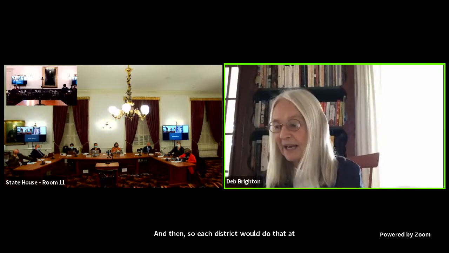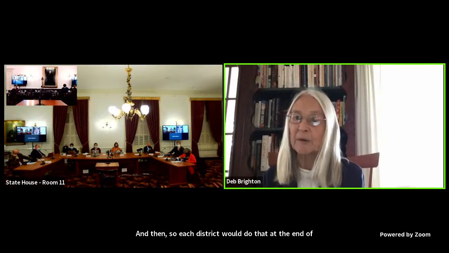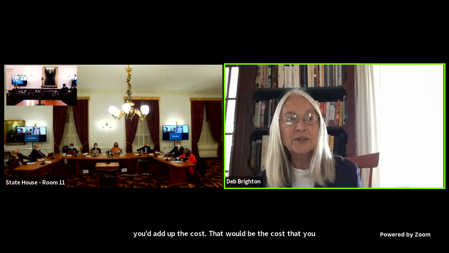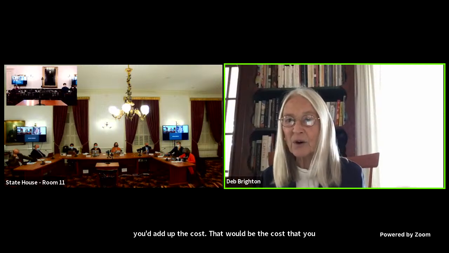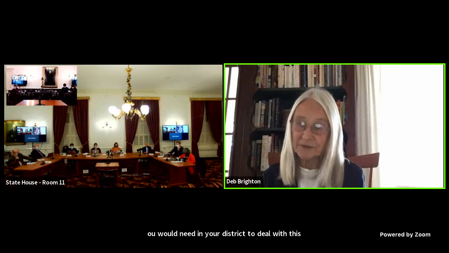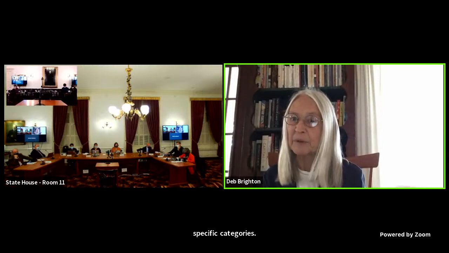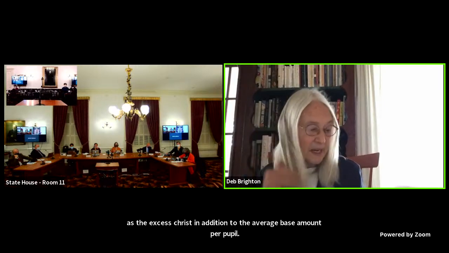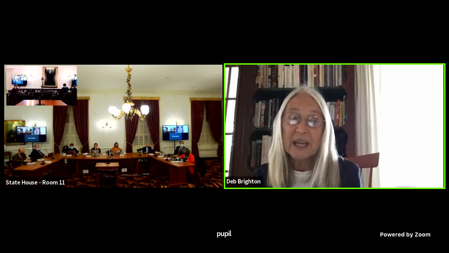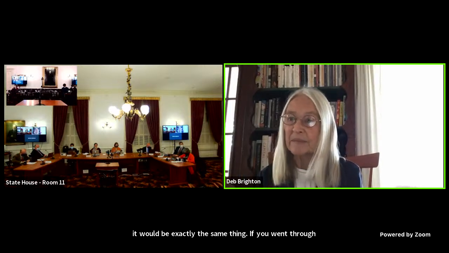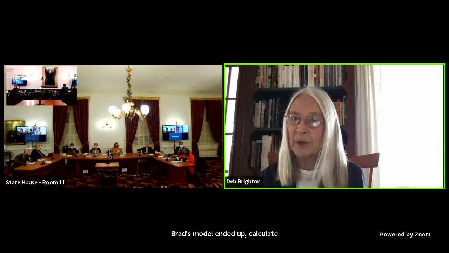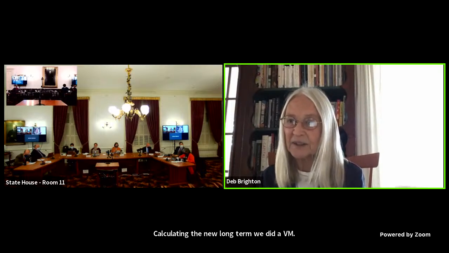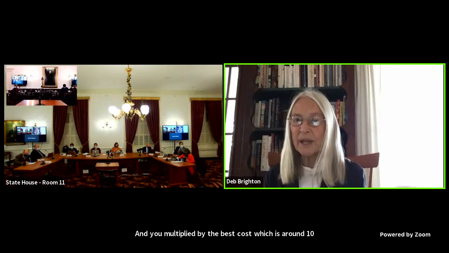At the end of the line, instead of adding up long-term weighted ADMs, you'd add up the cost. That would be the cost that you would need in your district to deal with these specific categories. And it's the excess cost in addition to the average base amount per pupil. It would be exactly the same thing if you went through Brad's model, ended up calculating the new long-term weighted ADM, and you multiplied by the base cost, which is around $10,000 per pupil. Either way, you get the same thing.